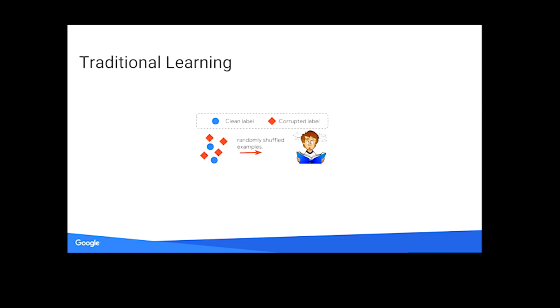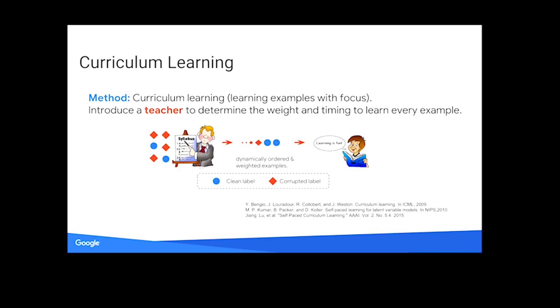In traditional supervised learning, we have training images, we randomly shuffle each example and treat them equally. This can be problematic if you have noise in the training data because it can confuse the model. Curriculum learning is motivated by human learning. It tries to learn examples with focus. To do that, we introduce a teacher to determine the weight and the timing to learn each example. The teacher outputs a curriculum, based on which we can order the training examples and weight them accordingly. Now the question is, how do you get this curriculum?